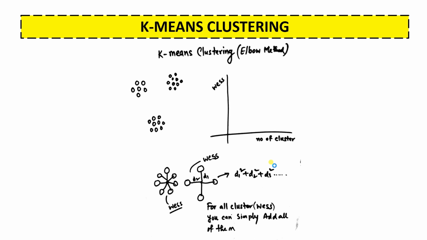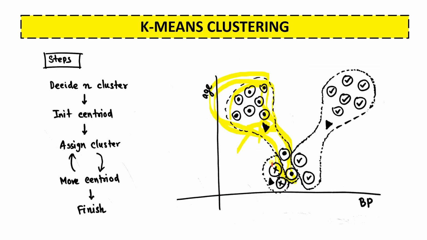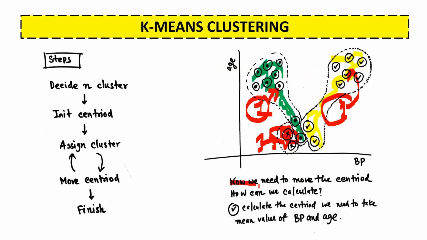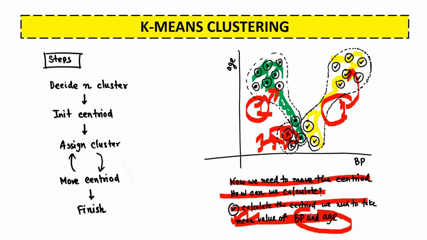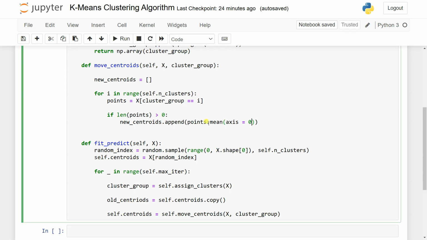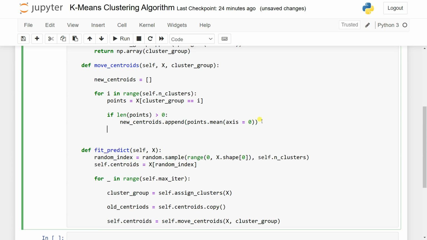Okay, not here actually. So I have one text, I already put that. You can see here, now you have to calculate the new centroid. How can you calculate it? We can calculate the centroid by taking the mean value of the BP and H. You can see BP and H are nothing but columns. So taking each of the columns, I try to take the mean. So column wise, axis is nothing but equal to 0. Okay, and you have the centroid.